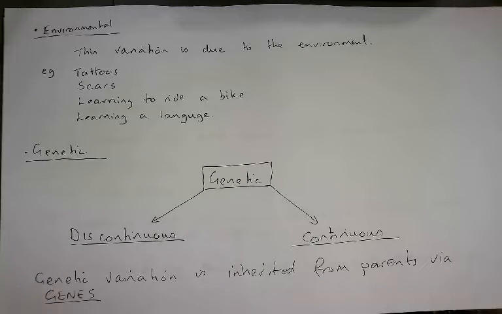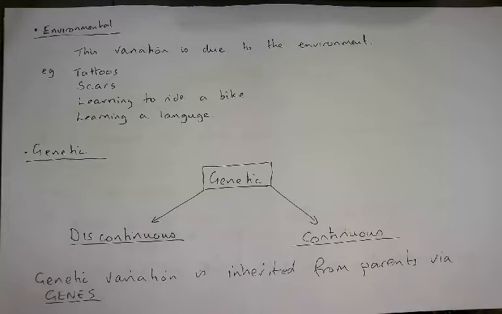Environmental variation is variation which is due to the environment. In other words, what is happening around you. For example, tattoos. Some people have tattoos because they go to a tattoo parlour and they have a tattoo on their arm, leg or wherever.